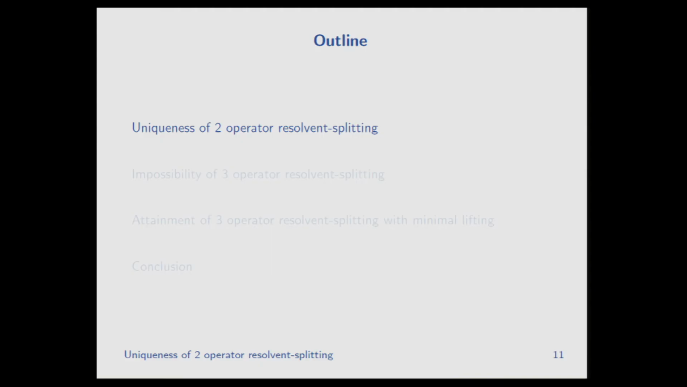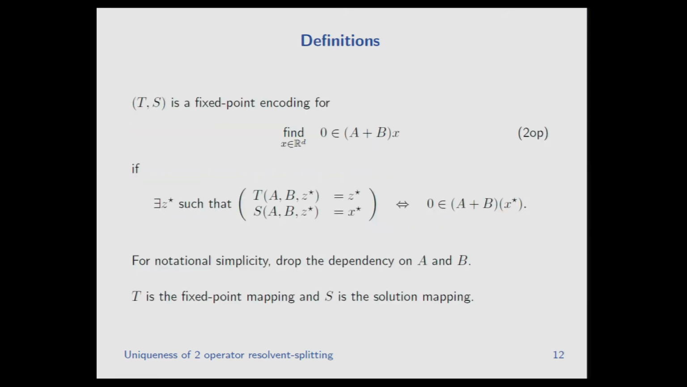OK, so let me now move on to the first part, where I establish that DRS is the unique 2-operator resolvent splitting. So let me make some definitions more formally. So this is the 2-operator splitting monotone inclusion problem. And I'm going to say a pair of functions T and S is a fixed point encoding if x star is a solution if and only if there is a fixed point such that the solution mapping gives x star.